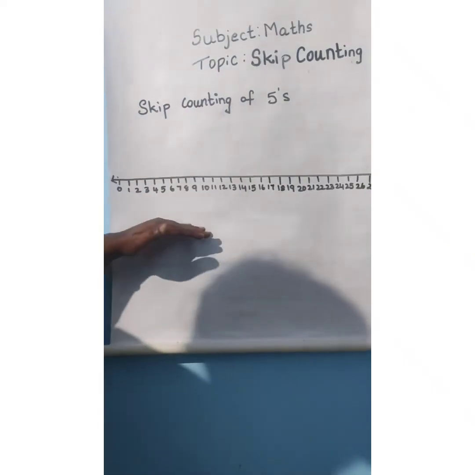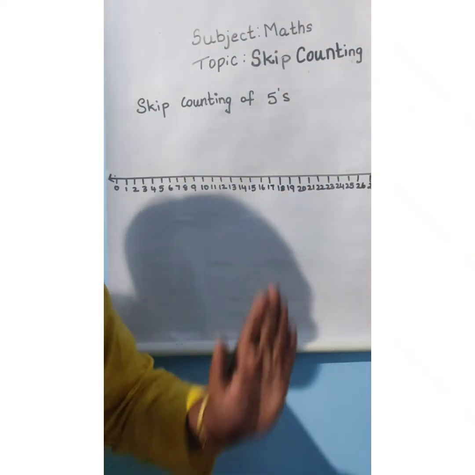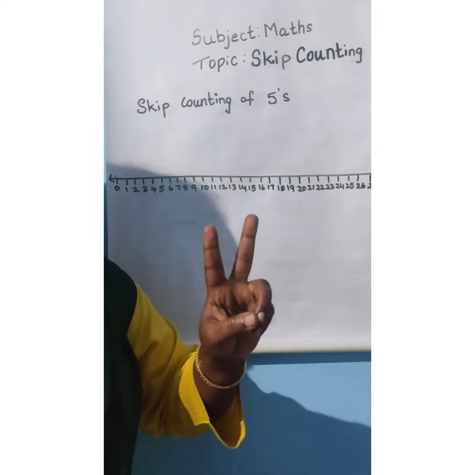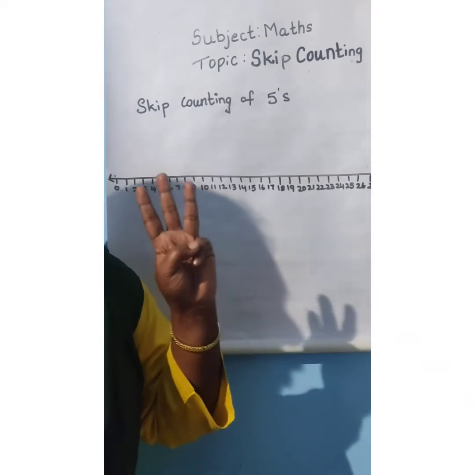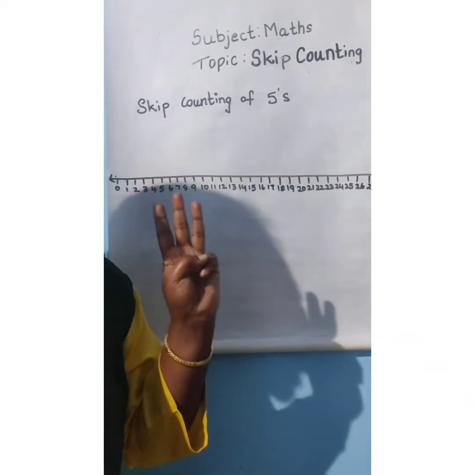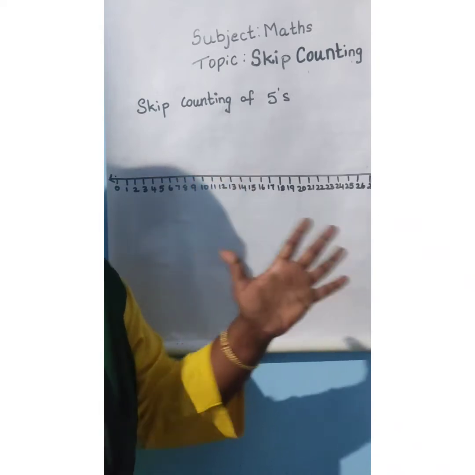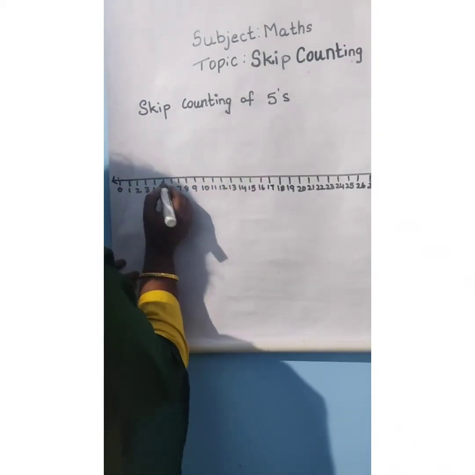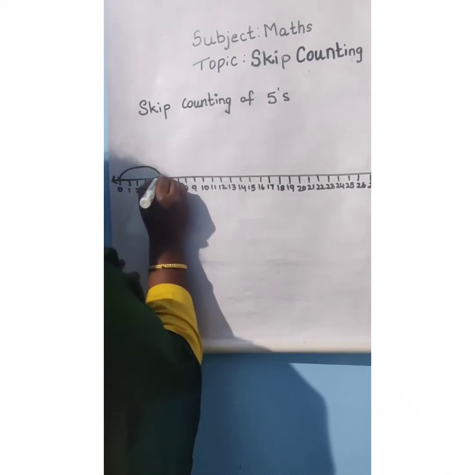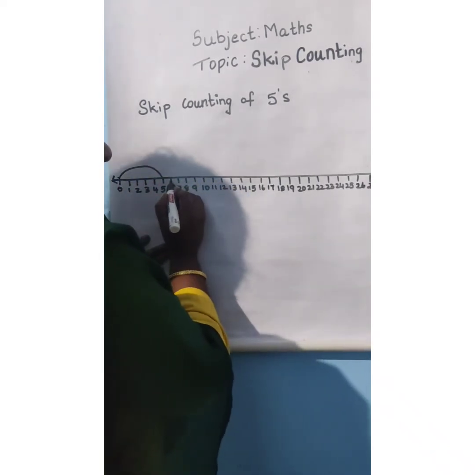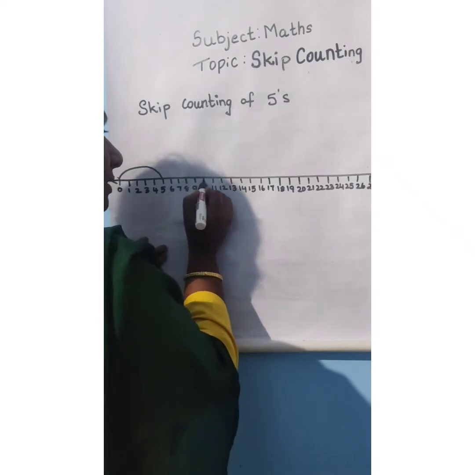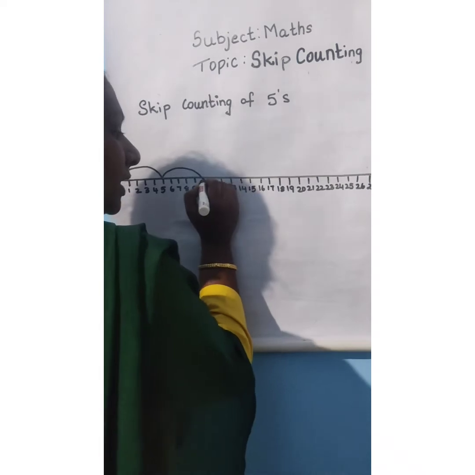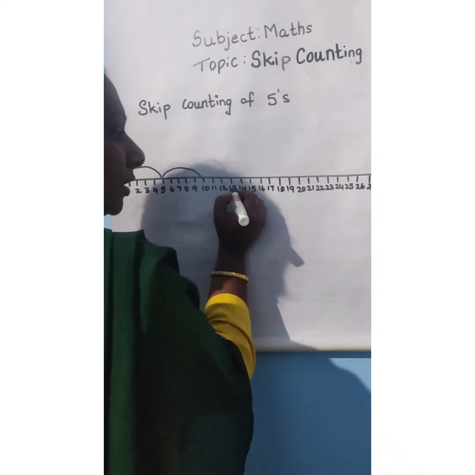So the next one is skip counting of 5s. Okay, so the method we are going to follow is what? Counting numbers. If it is 3, then we are counting 3 numbers. So if it is 5, then we have to count 5 numbers. Start from 0. Okay, 1, 2, 3, 4, 5. From 0 to 5. Okay, so the next is 6, 7, 8, 9, 10. So from 10. Okay, so the next 11, 12, 13, 14, 15.